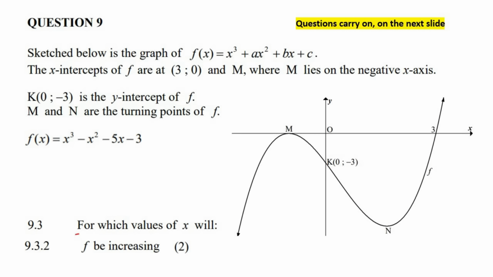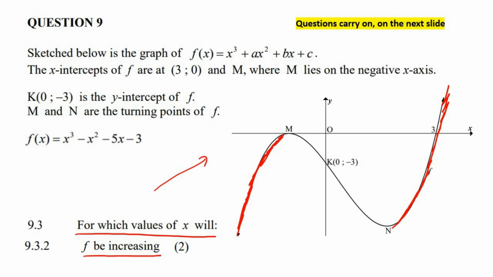This question says, for which values of x is the graph increasing? Now, increasing is when the graph is going up, when you're moving from left to right. So it would be all of this up to there, and then it would be all of this. You see, that's increasing.